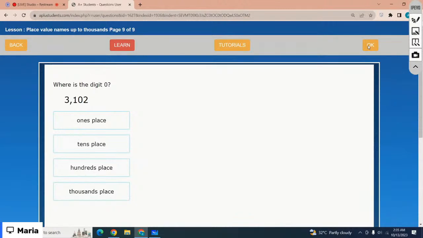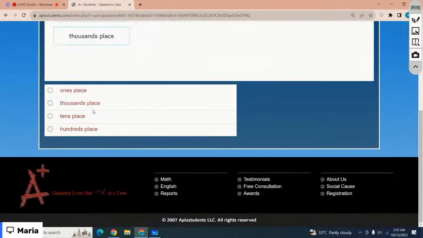Where is the digit 0? Which is the correct option? 0 is at the... very good. 0 is at the tens place.